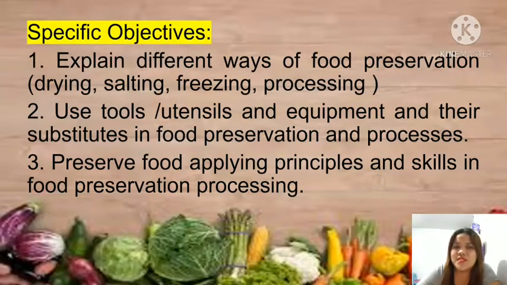So, what are the specific objectives here? First, explain different ways of food preservation such as drying, salting, freezing, processing. Next, use tools or utensils and equipment and their substitutes in food preservation and processes. And then number 3, preserve food, applying principles and skills in food preservation processing.